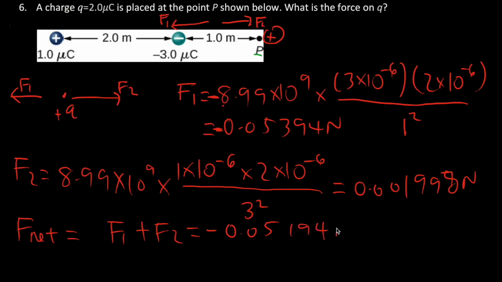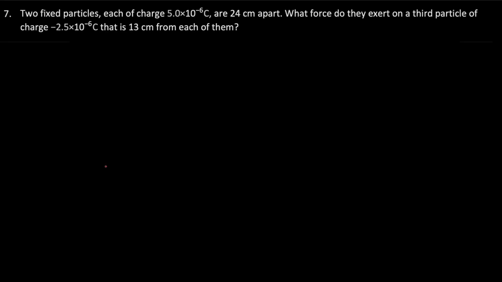0.05194 Newton. Two fixed particles, each of charge 5 times 10 to the negative 6 coulombs, are 24 centimeters away. What force do they exert on the third particle of charge negative 2.5 times 10 to the negative 6 coulomb that is 30 meters away from each other? So let's say here are the two fixed charges, charge 1 and charge 2.